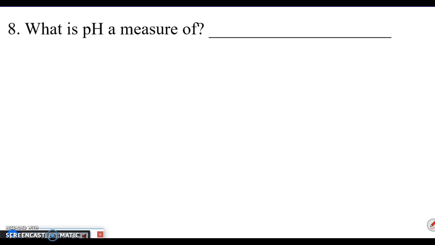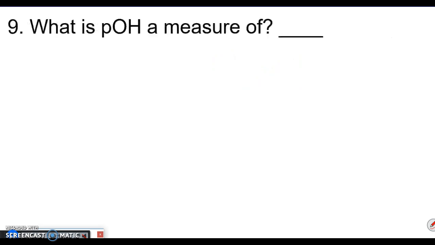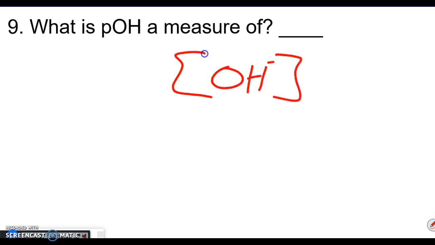8. What is pH? pH is the measure of the hydrogen ion concentration. So that is what pH is a measure of. How many hydrogen ions do you have there? So what's pOH a measure of? Well, that's a measure of the hydroxide ion concentration, or how many hydroxide ions you have.